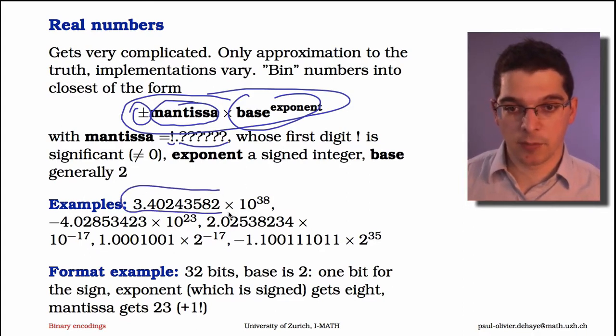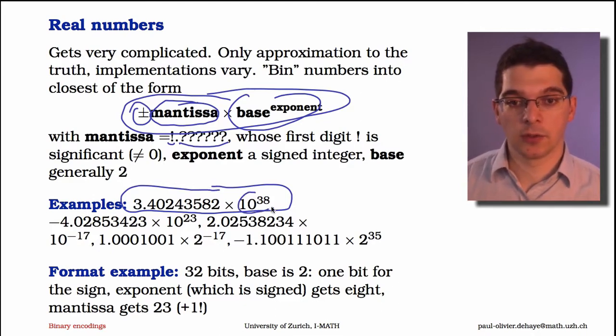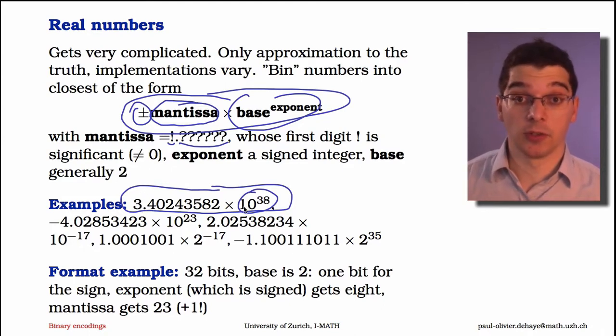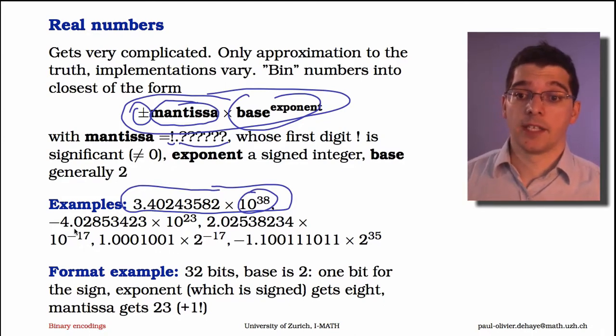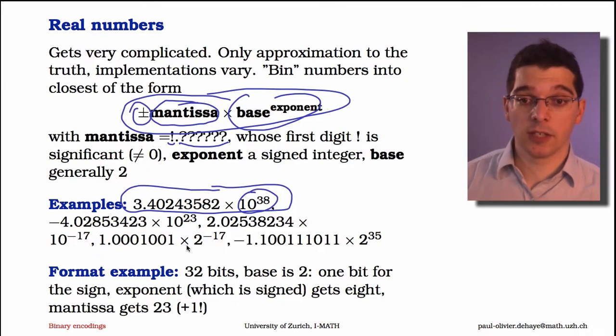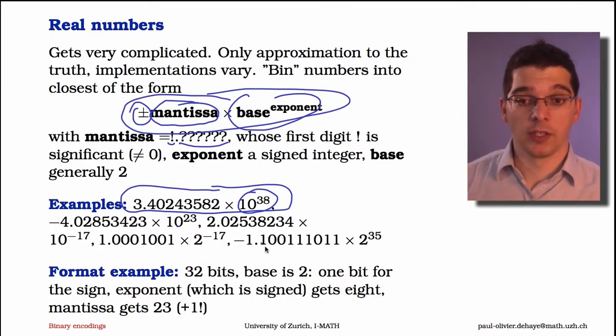So this is the first example of a floating point number. The magnitude is around 10 to the 38, but I'll correct this slightly by saying it's 3.4 times 10 to the 38. In this example, I would have minus 4.028, etc., times 10 to the 23. In this example, I have 1.001001 times 2 to the minus 17. And you see that we've gone from a base of 10 to a base of 2. And this one I could have minus 1.100, etc., times 2 to the 35.